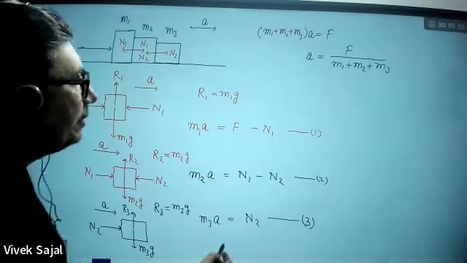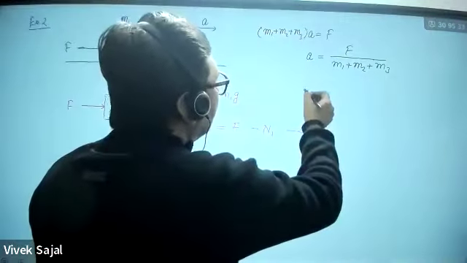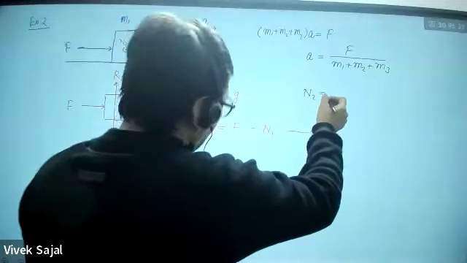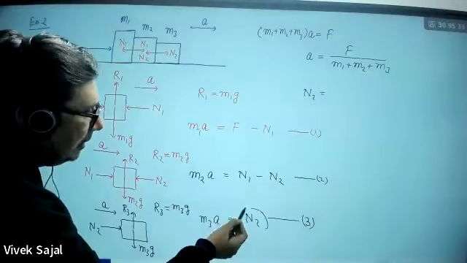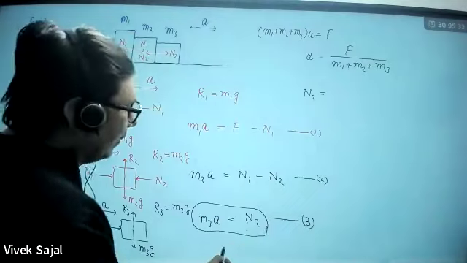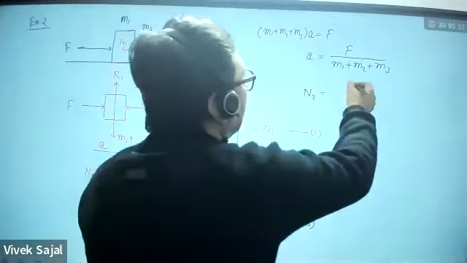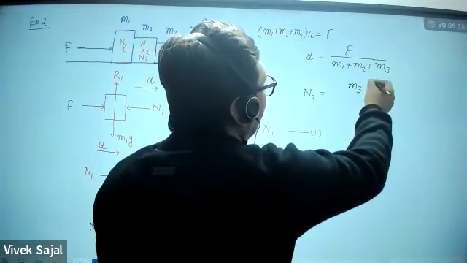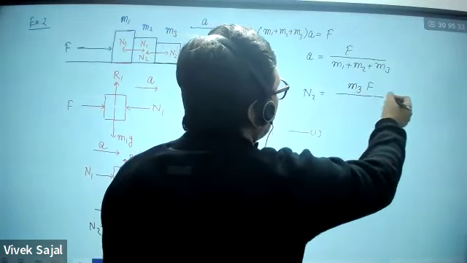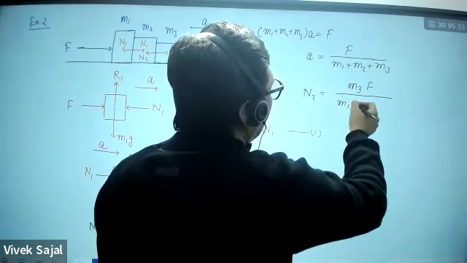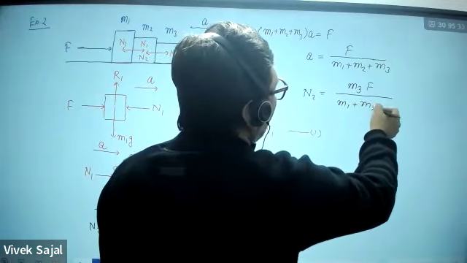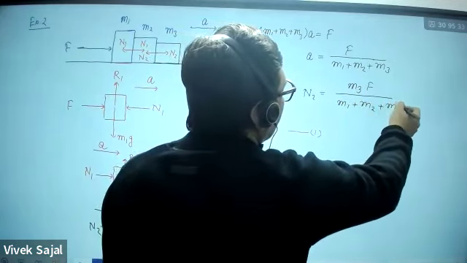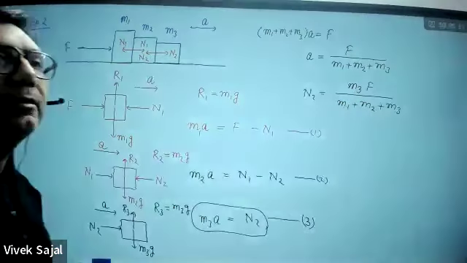Now, what will be N2? Normal reaction N2. Look here, N2 is equal to M3A. So M3, and acceleration A will be F upon M1 plus M2 plus M3. M3 into that. This will be N2.